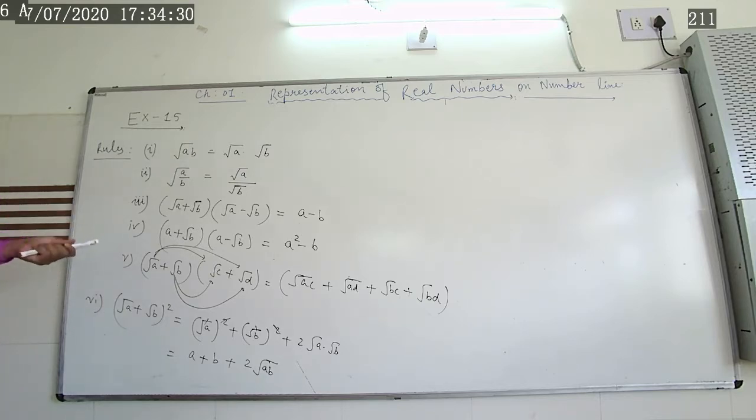So we have to keep an eye on these important identities. Clear everybody? Now we can move to the 1.5 exercise.